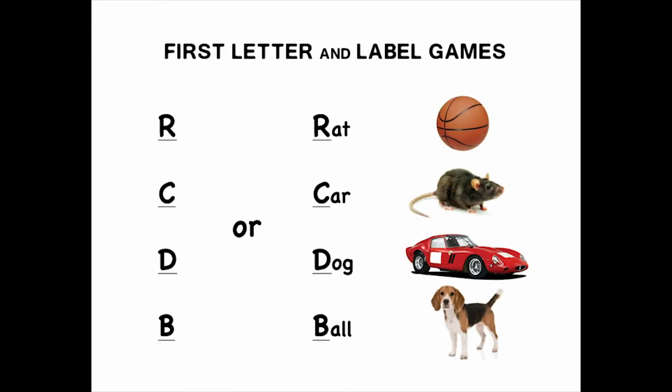Another important implementation at this stage are letter and label games, such as matching the first letter or the word to the image. These games work really well if done in context, especially in relation to a book they've read.